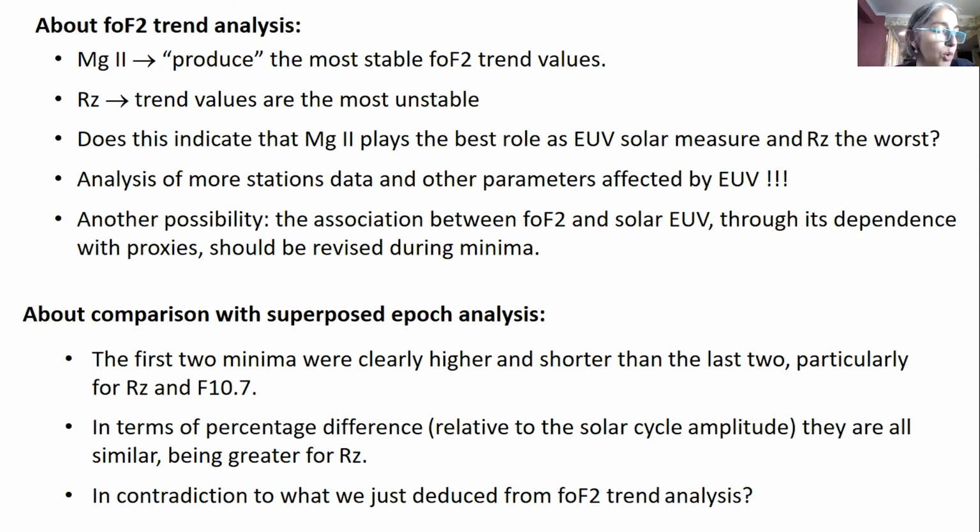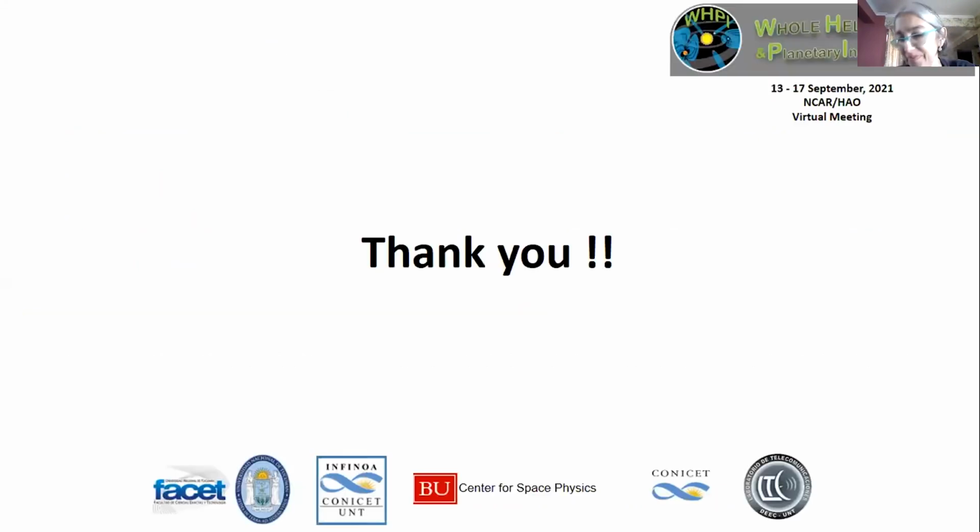And going to the superposed epoch analysis, we deduced that the first two minima are clearly higher than the last two, with the one in 2008 being the lowest. And in terms of percentage relative to the solar cycle amplitude, even though the differences between minima are all similar, it is greater for sunspot number. And this is kind of in contradiction to what we just deduced from the FOF2 trend analysis. In conclusion, we have only a partial answer, and our two questions about the role of each index and their adequacy to measuring EUV are still open. Okay, thank you.